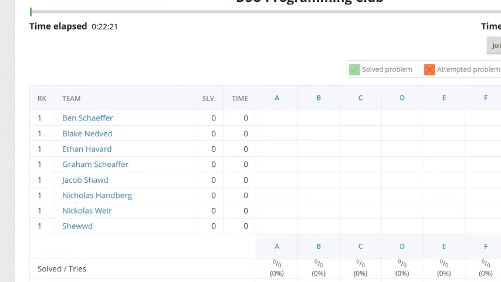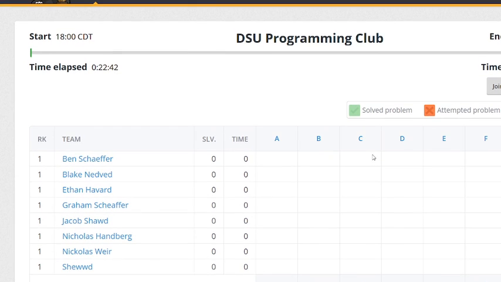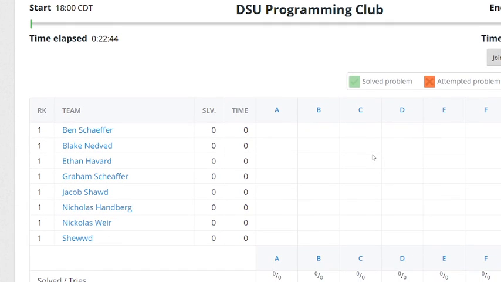And now on my screen, you can see one of the more entertaining parts of a programming competition, which is watching the scoreboard as your name goes up and down, and green and red boxes appear as people try and fail and succeed at problems. No one's done anything yet, but it just started, so. Anybody need help with logging in?